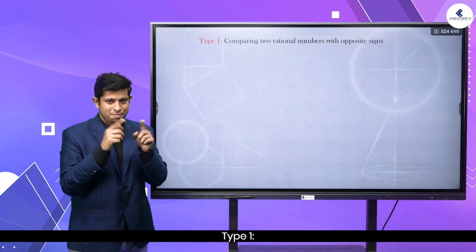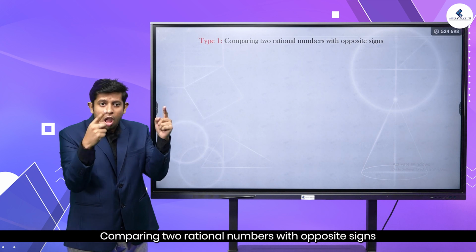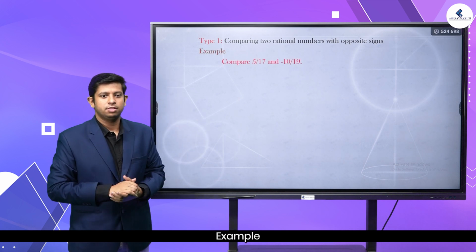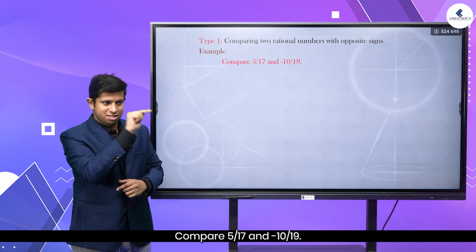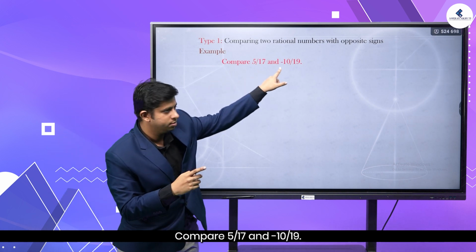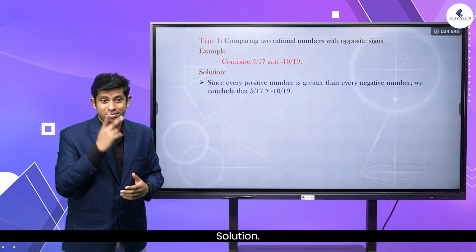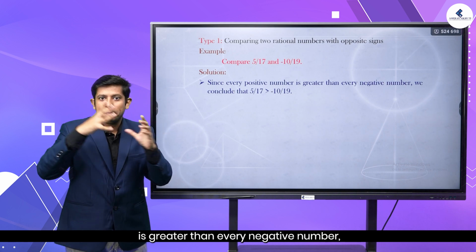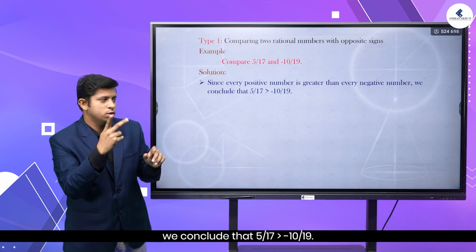Type 1. Comparing two rational numbers with opposite signs. Example. Compare 5 by 17 and minus 10 by 19. Solution. Since every positive number is greater than every negative number, we conclude that 5 by 17 is greater than minus 10 by 19.